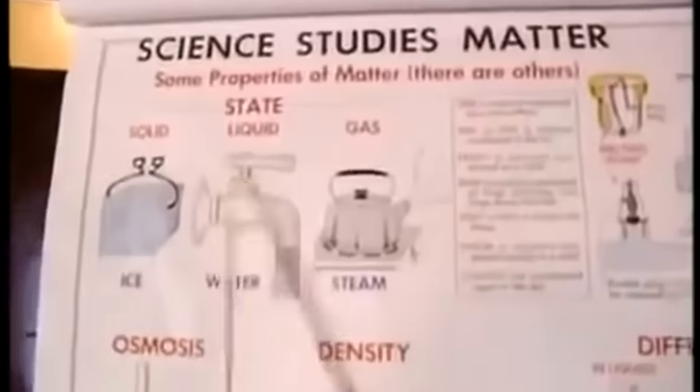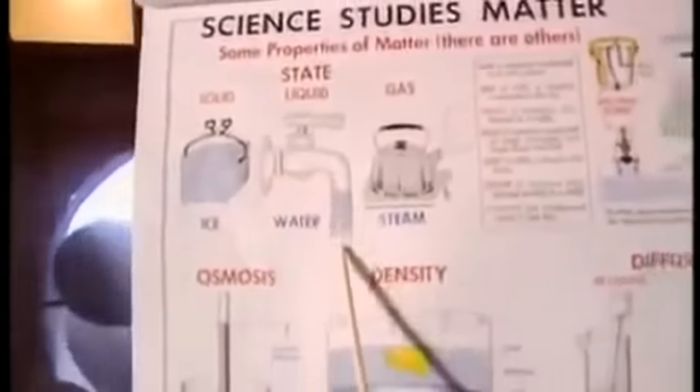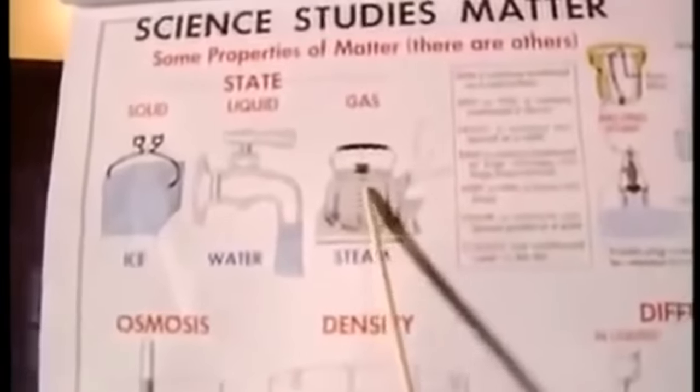Solid, liquid, gas. Three phases of matter. Solid, molecules are moving slowly, packed close together. Liquid, molecules are moving a little faster, they're able to flow a little bit. Gas, molecules are moving very fast, they're just wild. It's a gas! Three phases of matter.